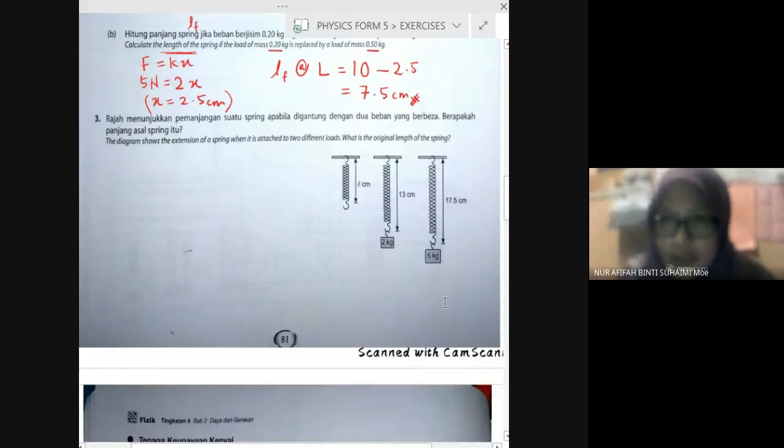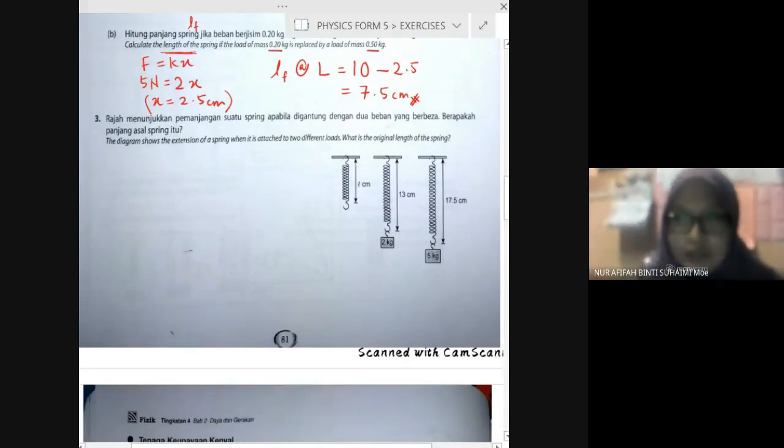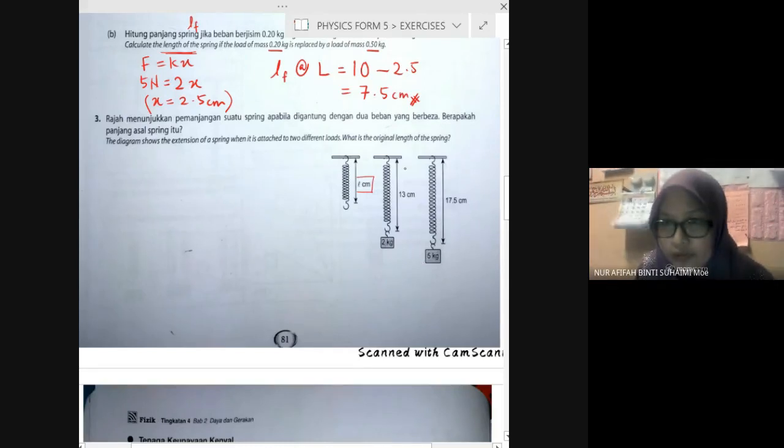Number 3. The diagram shows the extension of a spring when it is attached to two different loads. What is the original length of the spring? Okay, nak cari L naught ataupun L dekat sini. Original length dia berapa? And then the question gives you two different loads with two different extensions of the spring. 2 kilogram, 5 kilogram. So how to find the original length? Macam mana nak cari ni?